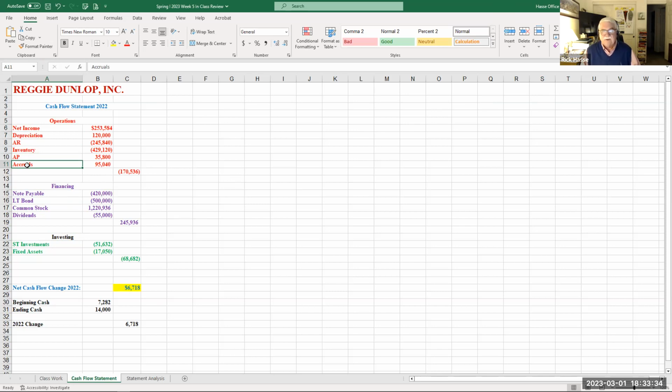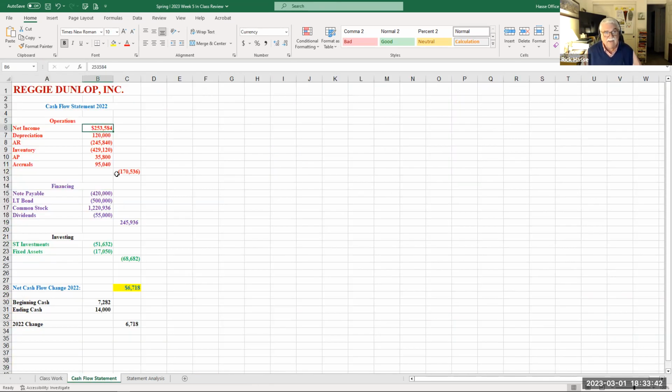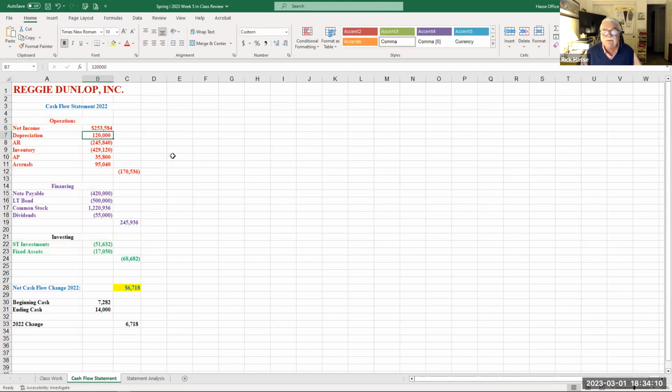Let me tell you something that's kind of weird about this. First of all, net income, that makes sense. We made a profit on our income statement of $253,584. There it is right there. Okay, I can consider that cash coming in. Fine. At the same time on the income statement, as an expense, they show us $120,000 of depreciation. This is a difficult thing to swallow for a lot of first-time users of this. $120,000 of a depreciation expense. It's reducing profits. There it is right there on the income statement. But you add it as a source of cash on your statement of cash flow.